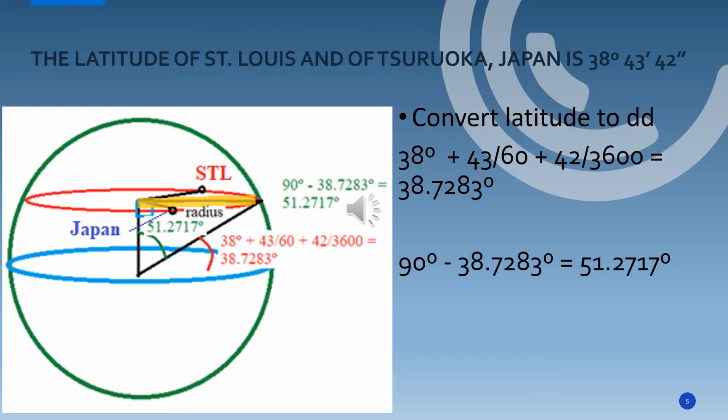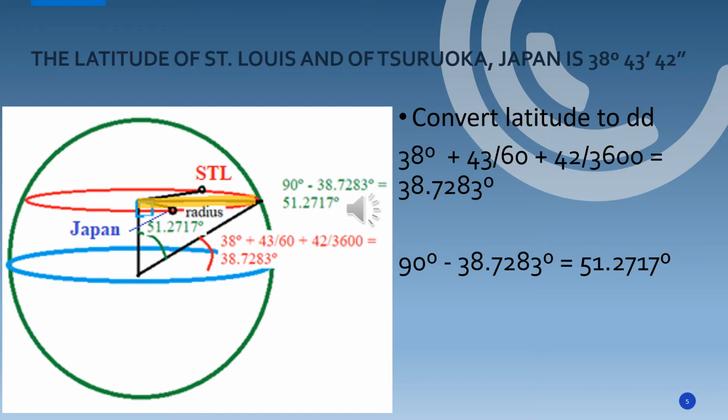Now let's explain some of the values that were in our diagram so that we can actually find that leg of the triangle, which is the radius that we're looking for. The latitude of St. Louis and Soroka, Japan is 38 degrees, 43 minutes, and 42 seconds. Let's convert that to decimal degrees. Remember, there's 60 minutes in a degree, and so we want to divide the 43 minutes by 60 to get the correct decimal for the minutes, and there are 3,600 seconds in a degree, so let's divide the 42 seconds by 3,600 to get the correct fraction for the seconds.